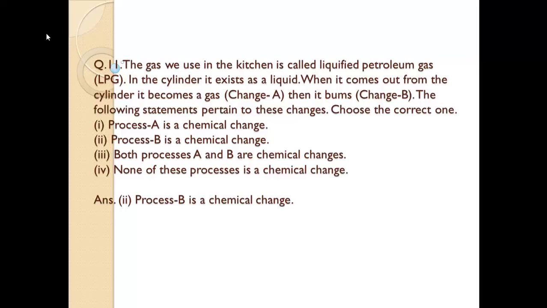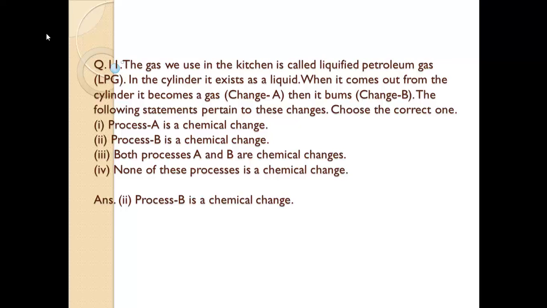Choose the correct one. Process A is a chemical change. Is it a chemical change? No, it is a physical change, right? Process B is a chemical change. Yeah, burning of a fuel is a chemical change. So, second option is correct. Both processes A and B are chemical changes. No. None of these processes is a chemical change. So, the only correct option is the second choice. Process B is a chemical change.